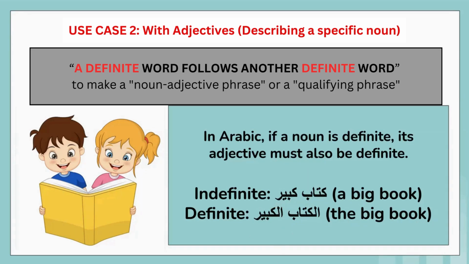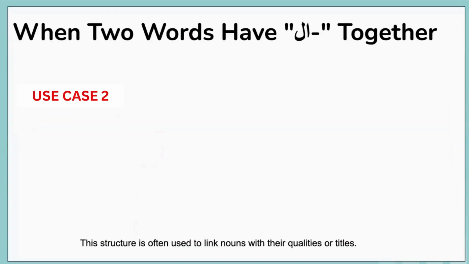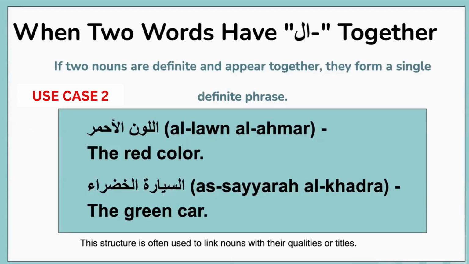Do you understand or not? Okay, let's take a little more. When we have two words which have al together, it's forming a single meaning. Let's take another example. Al-lawn al-ahmar. It means the red color. Both of them form the red color.